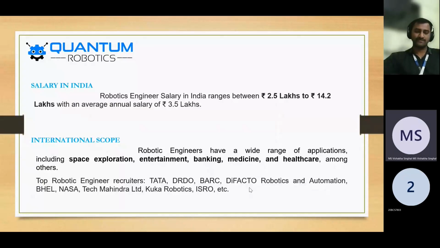One question from my side. This question we have got from students in the Google form: what is the meaning of the word quantum, and why is quantum used with robotics? So, explain what is the use of the word quantum with robotics.